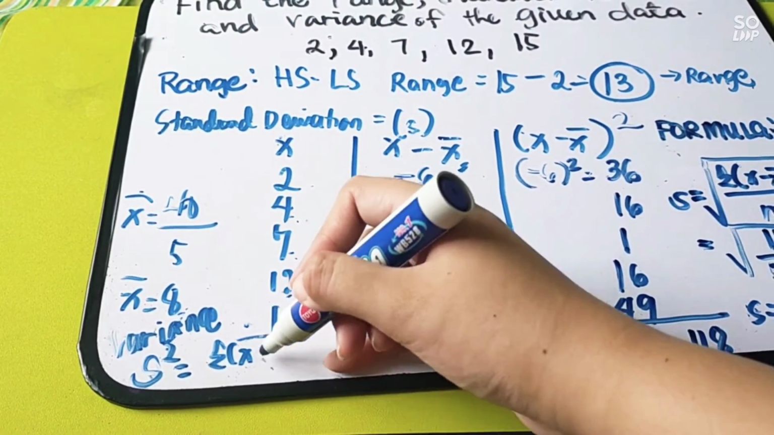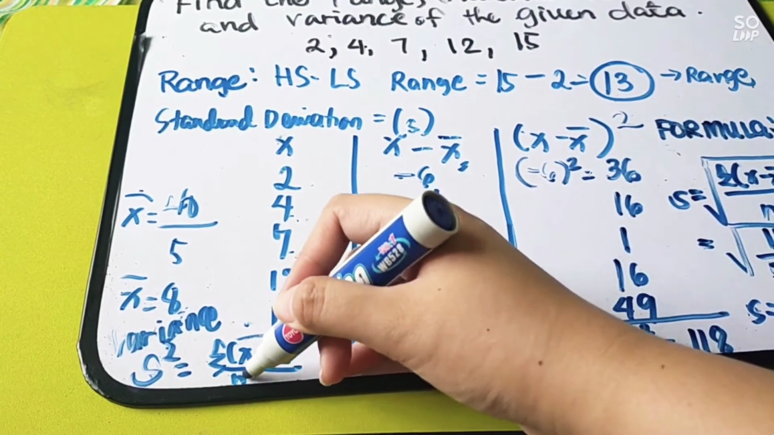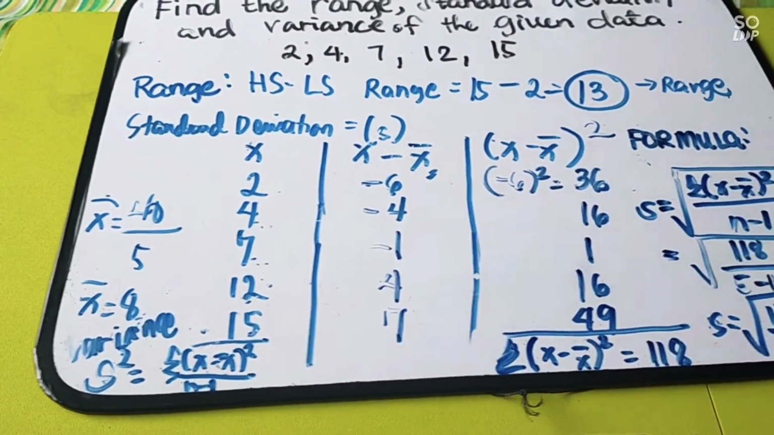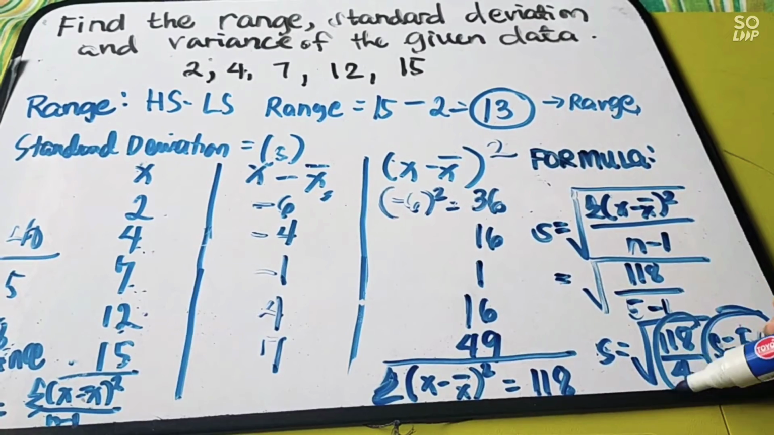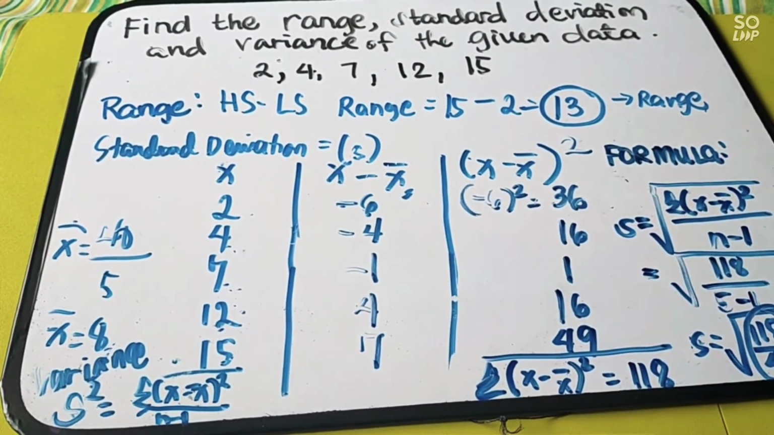Summation of x minus the mean squared over n minus 1. So, ayan lang yan. Meaning, ito yun. Ito lang yan. 118 over 4. So, makukuha mo na yung variance.